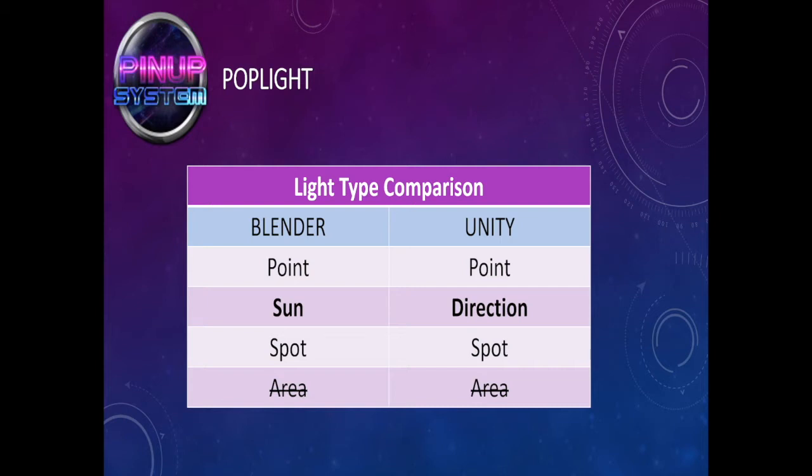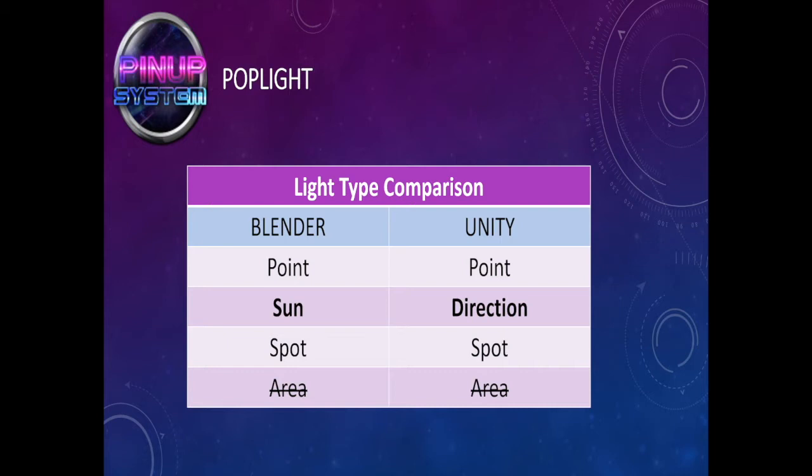Point is the same thing, right? It translates directly from Blender to Unity. So you could add a point light to your model. The sun in Blender is really translated to direction in Unity, and a spot in Blender is the same thing as a spot in Unity.